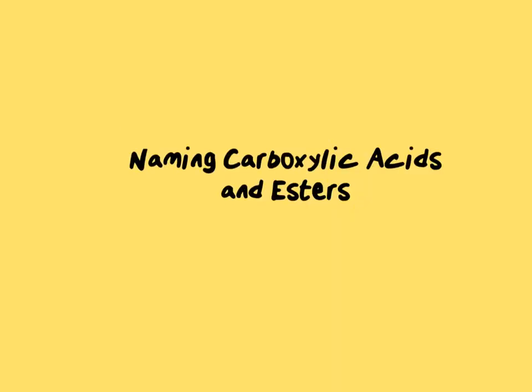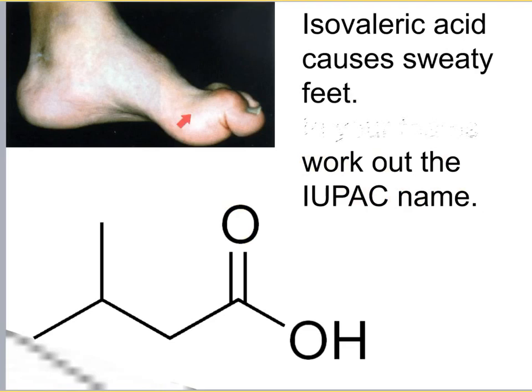In this section we're going to look at how to name some carboxylic acids and then how to name some esters, which are derivatives of carboxylic acids, and their reactions with alcohols. So there's a really horrible picture of a sweaty foot there. Now people have got different smells of sweat, but all people's feet sweat. So isovaleric acid is the common name of the acid that you can smell when you can smell sweaty feet.